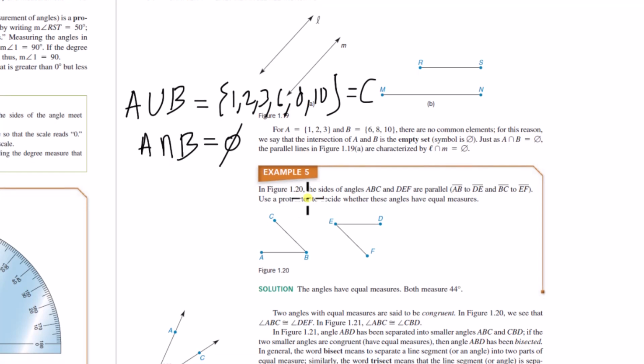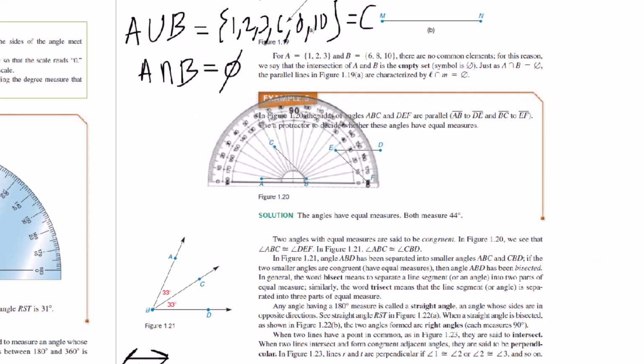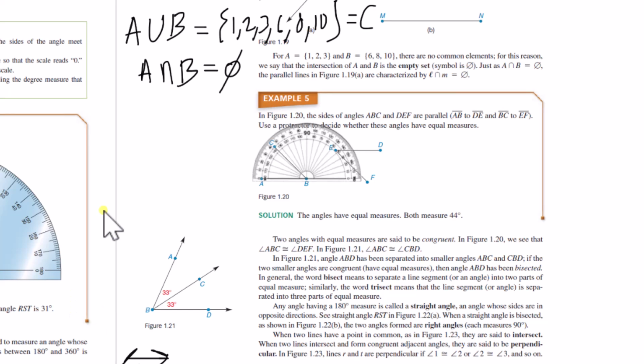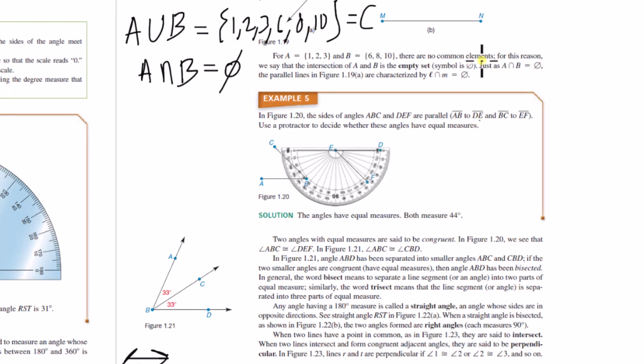Okay, in figure 1.2, the sides of angles ABC and DEF are parallel. So yeah, the segment AB is parallel to ED, segment CB is parallel to segment EF. Use a protractor to decide whether these angles have equal measures. So that's interesting. It looks like they will. So just past 40 degrees, and then just past 40 degrees again. So yeah, both measure about 44 degrees.